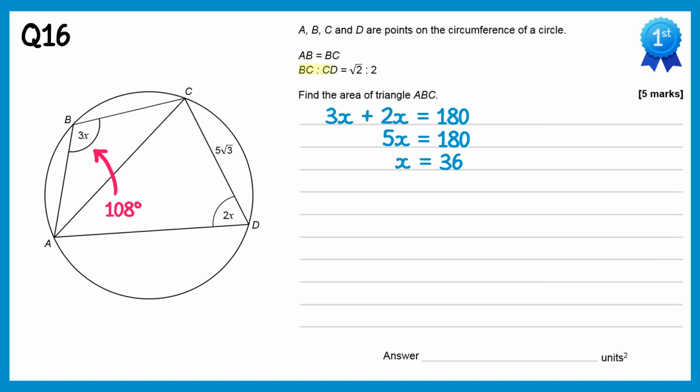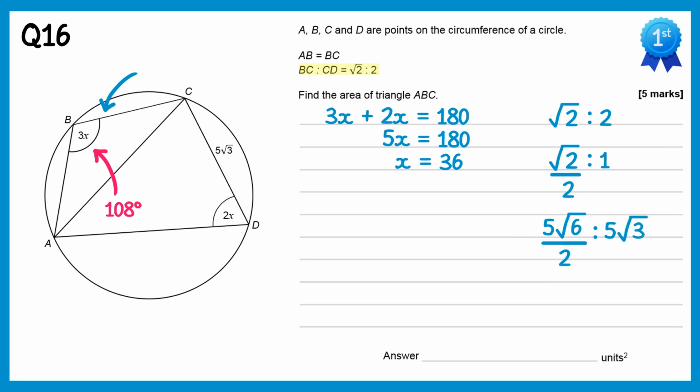Next, we'll look at the ratio BC to CD, which is in the ratio root 2 to 2. Since we know the length of CD is 5 root 3, we need to manipulate this so the right hand side is equal to 5 root 3. To do this, first divide both sides by 2, so you get root 2 over 2, and then 2 divided by 2 is 1, and then multiply both sides by 5 root 3. If you multiply 5 root 3 on the left, you do root 3 times root 2, which is root 6, so it's 5 root 6 over 2, and on the right hand side, 1 times 5 root 3 is just 5 root 3. From this we can see the length of BC is 5 root 6 over 2.